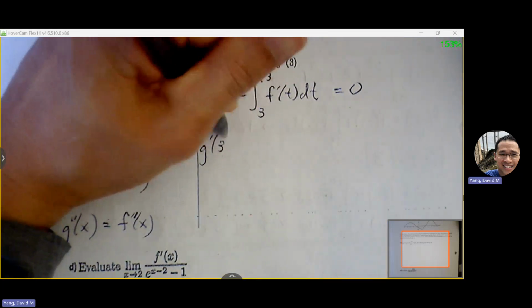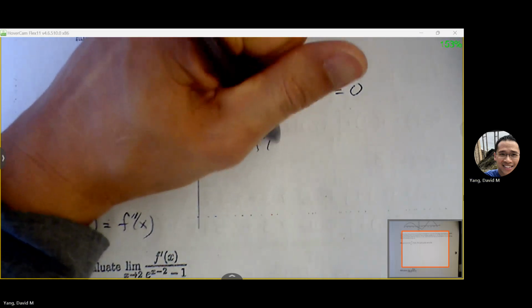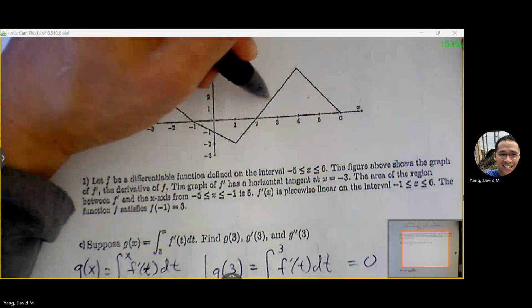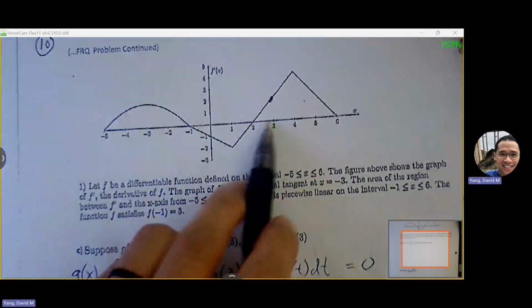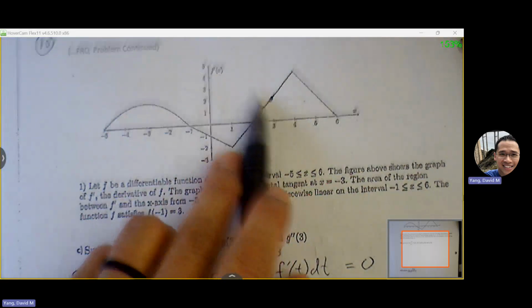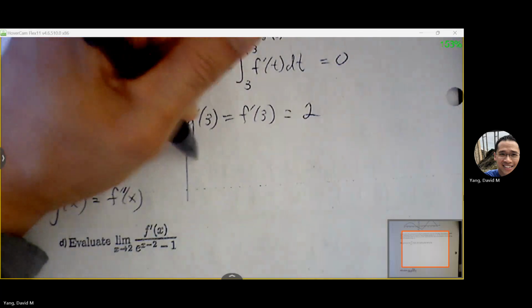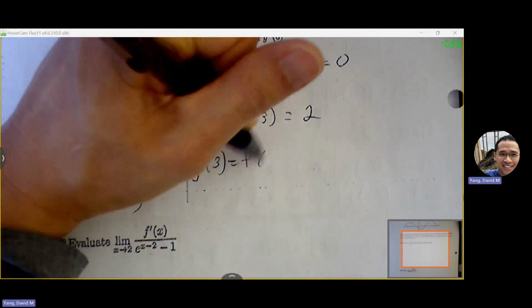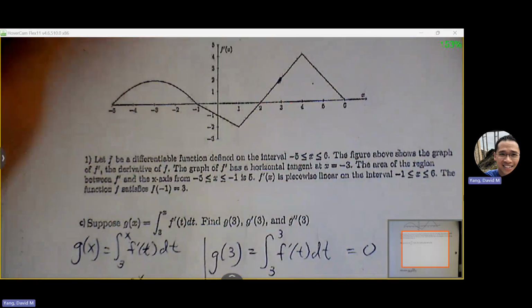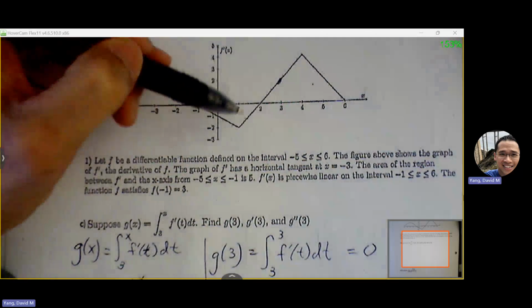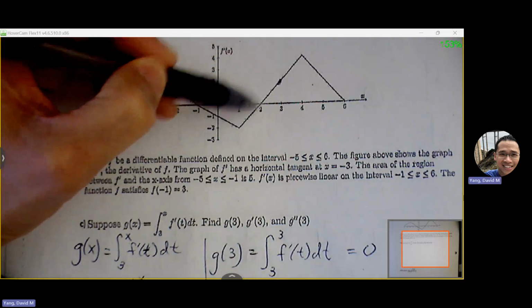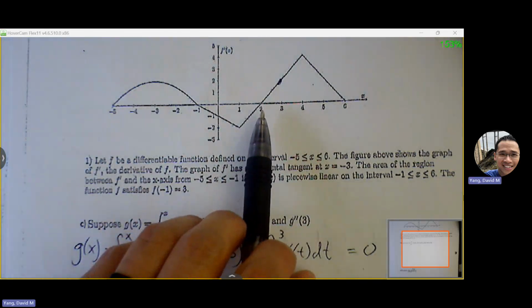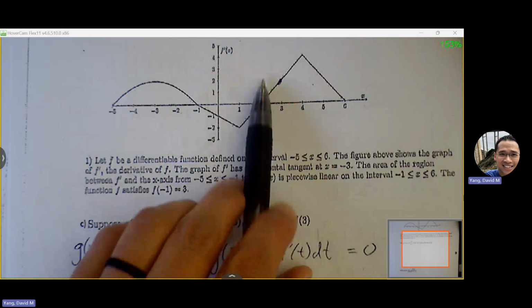G prime of 3 is just f prime of 3. F prime of 3 is just the ordered pair, that's up at a y value of 2. And then g double prime of 3 is f double prime of 3. And f double prime of 3 is just asking for, this is f prime, so f double prime is just the slope. And the slope of this line is just going to be 2, right? We're going to go up 2 over 1.